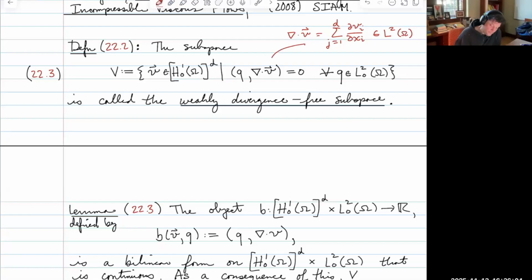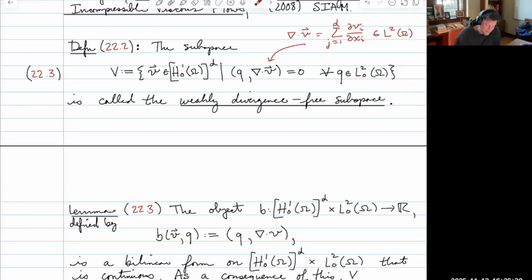So that's a useful fact. If I know that V is a vector function, each of whose components are in this space, then its divergence exists, and it's an L2 function. And what about this Q? Q is going to be a generic function in L02. So this is my mean zero subspace of L2.